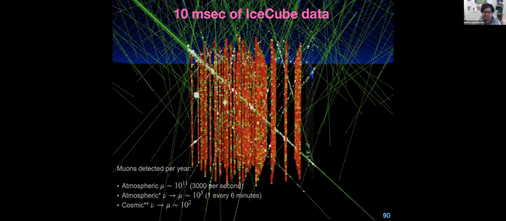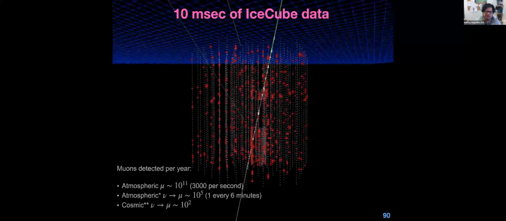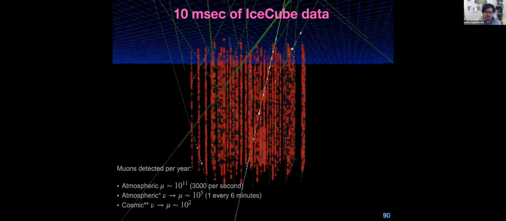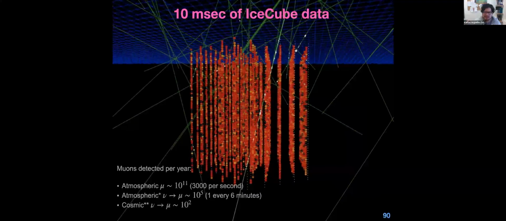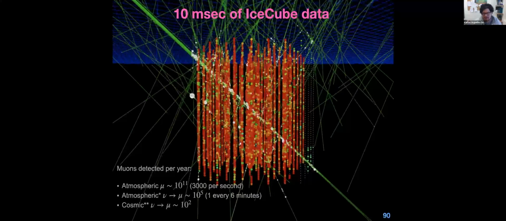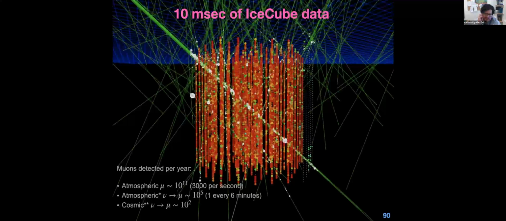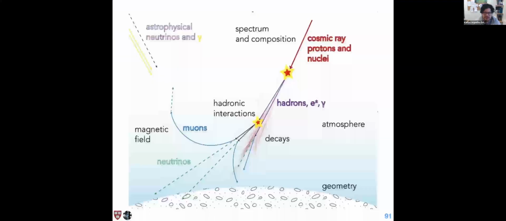About 1 every 6 minutes, one of these muons will actually be made by a neutrino produced in the atmosphere, making 100,000 atmospheric neutrinos per year. And we're trying to find 100 cosmic neutrinos, right? So this is like a 10 to the 9 background rejection you have to do. So where are these coming from? Well, they're coming from the collision of cosmic rays from space with the atmosphere, making high energy particles, in the case of mesons.